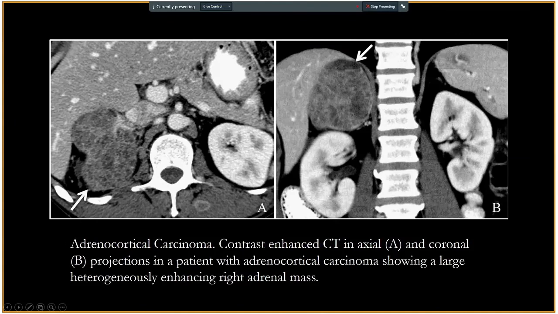Here is an example of adrenocortical carcinoma where we see a large heterogeneous enhancing mass arising from the right adrenal on the transaxial image, and we see the same thing on the coronal image. So this was resected and it was an adrenocortical carcinoma. At the time of the presentation, they did not have any metastatic disease.